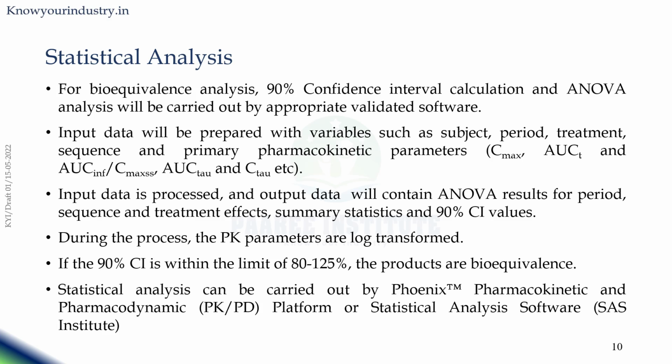So the input data is prepared with variables like subject, period, treatment, and sequence, along with the primary pharmacokinetic parameter values. Then the input data will be processed to get the output data. It is a program which will be running and give you the output data. The PK parameters, whatever Cmax, AUC-t and AUC infinity we are using, will be log transformed during the process. Hence the 90% confidence interval is set at 80 to 125% to conclude the bioequivalence.